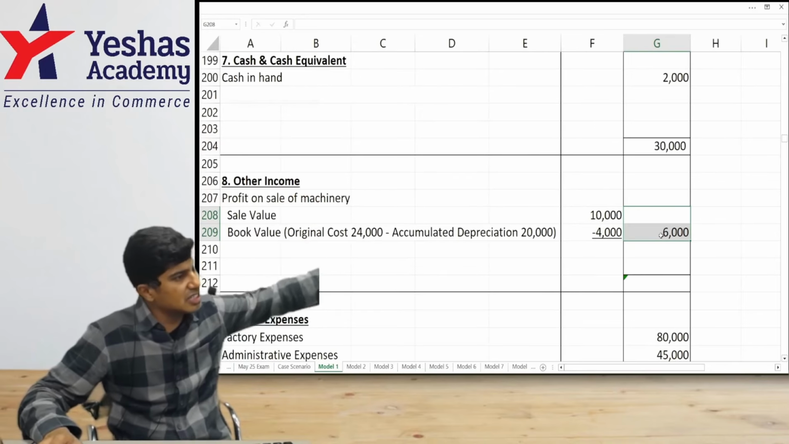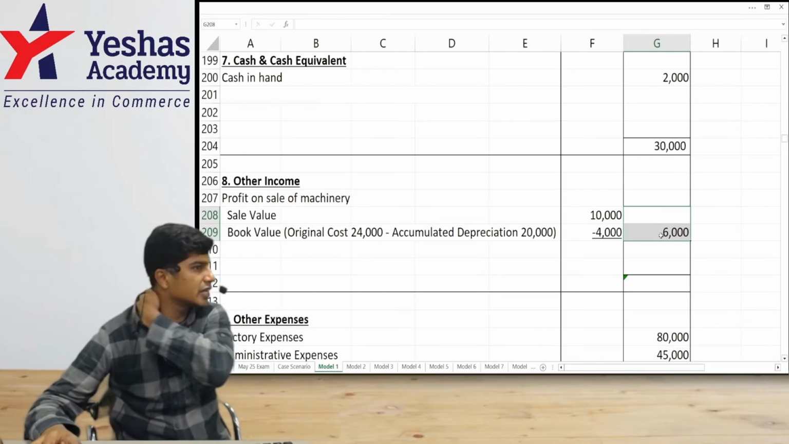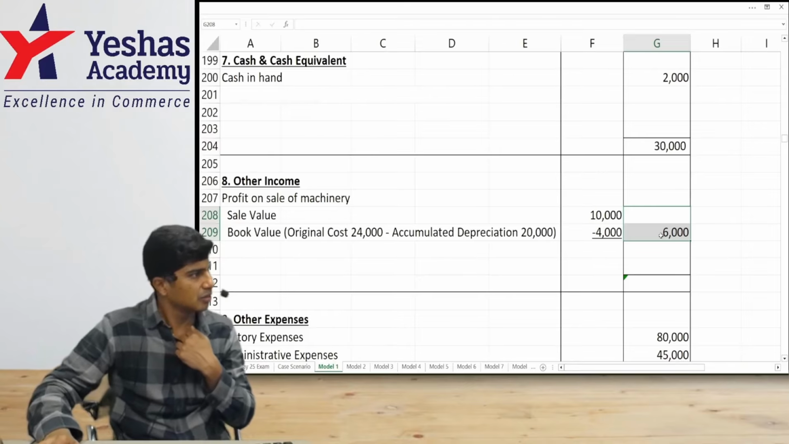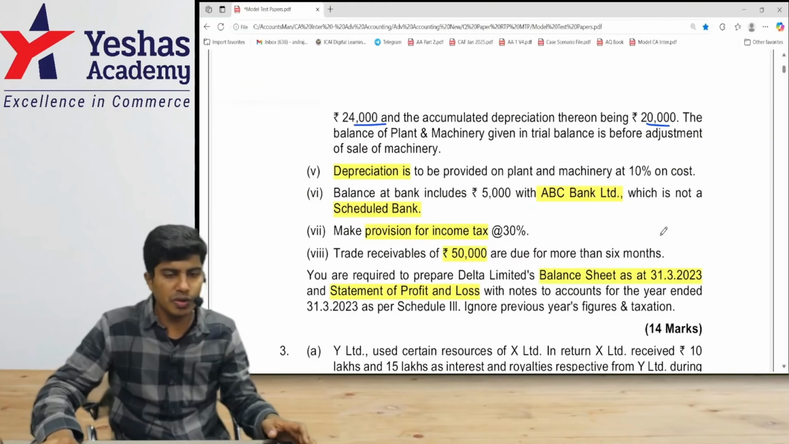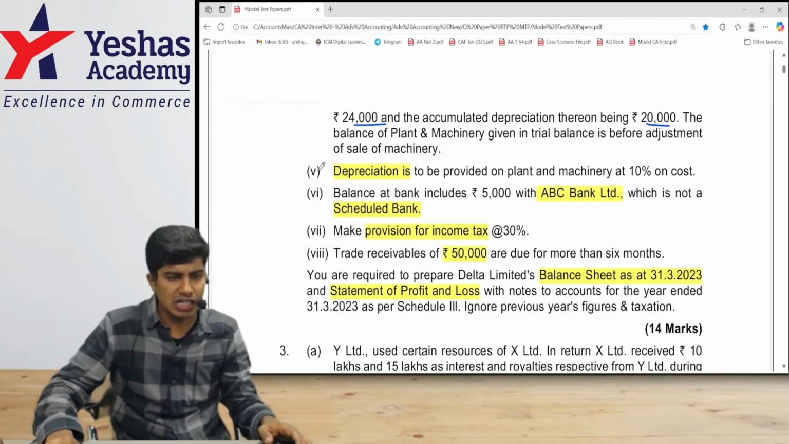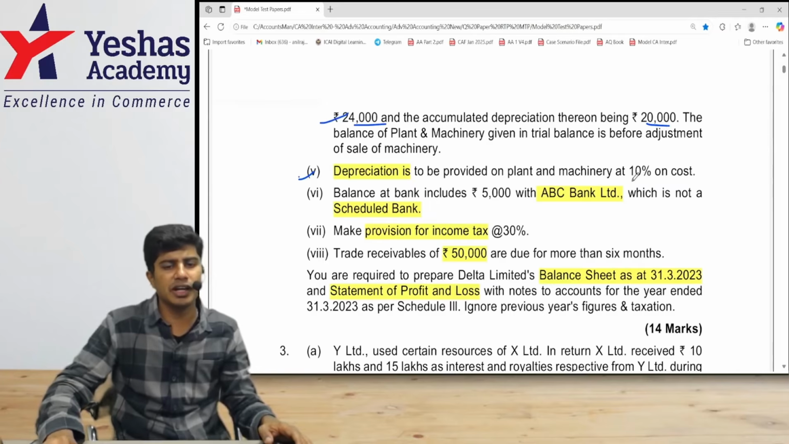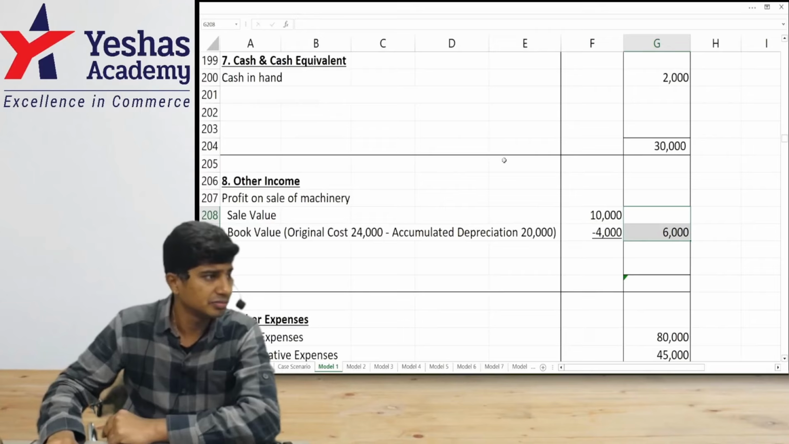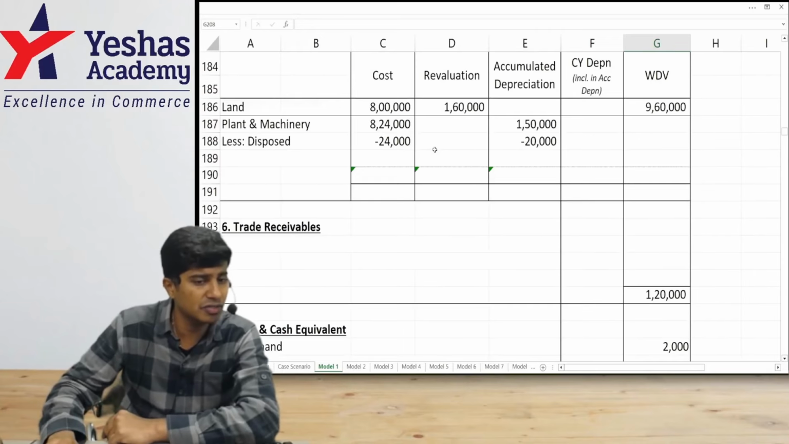Here I have taken 6. 6 plus 4, 10. Suspense 10 is getting nullified. You want me to write journal entry? Everyone understood this? What do we have after this? After this adjustment, depreciation is to be provided at 10% on that asset. The asset sale has happened at the beginning of the year.